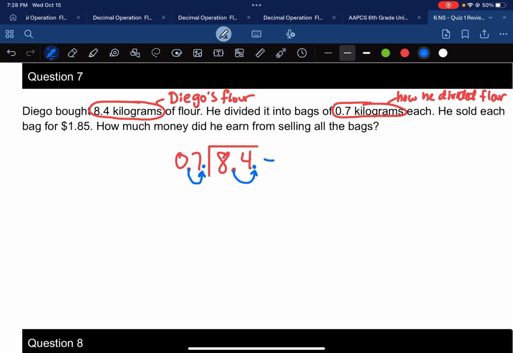And we should rewrite what the new question is going to be, which means that our new divisor is just 7. So I'll put 7 outside. And our new dividend, which is inside the long division notation, is no longer 8.4, but now it's 84 because we moved that decimal over one spot to the right. So now we've got 84 in the long division notation. Okay? Now, the next thing we have to do is just divide.